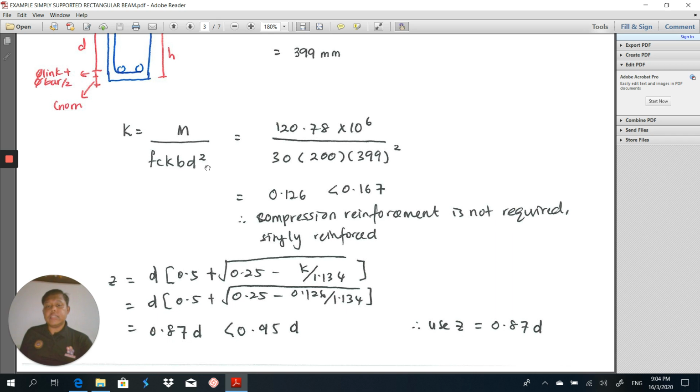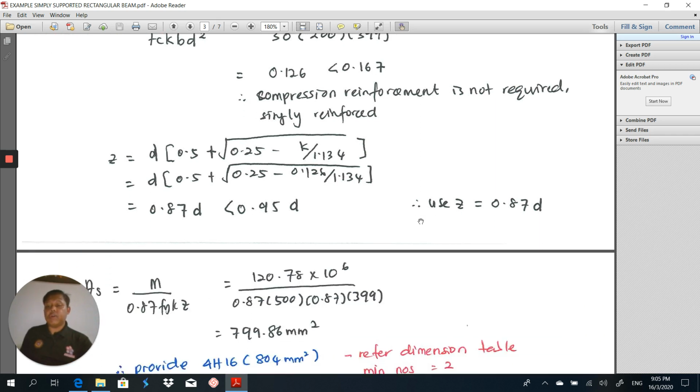When we get the answer, K value here is more than 0.167, meaning that it's more than K balance, the compression reinforcement is required. Therefore, the beam that we have to design is doubly reinforced, meaning that we have to design the reinforcement for the tension and also compression. So in this case, because this is singly reinforced, we only design the tension reinforcement at the bottom of the beam. Then we provide the minimum numbers of the reinforcement for the top as for the compression.